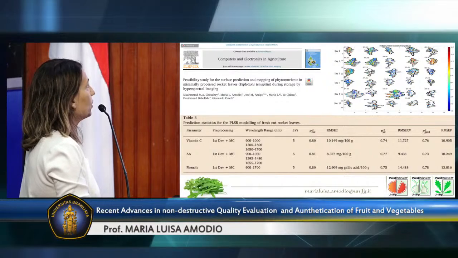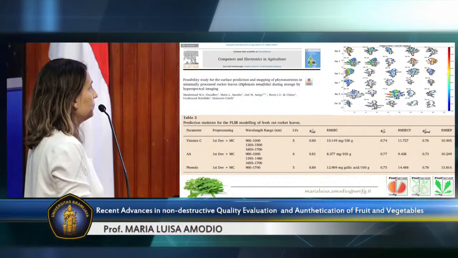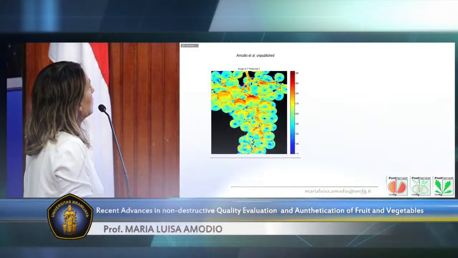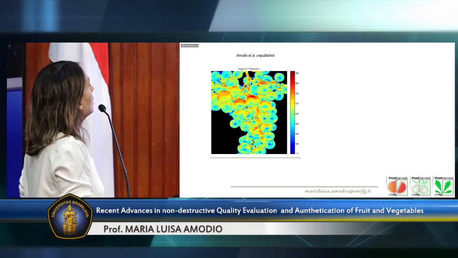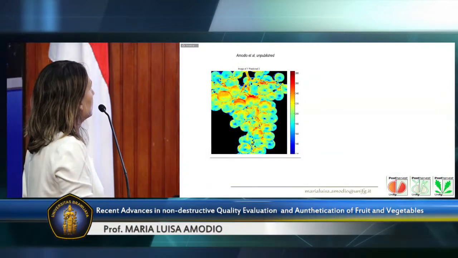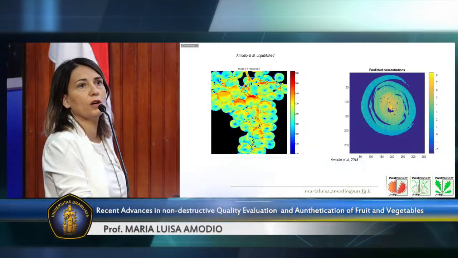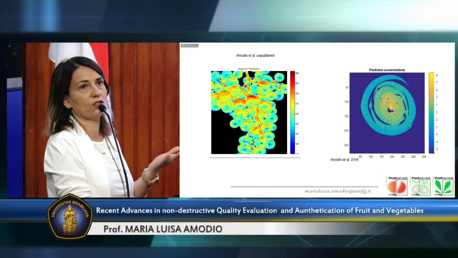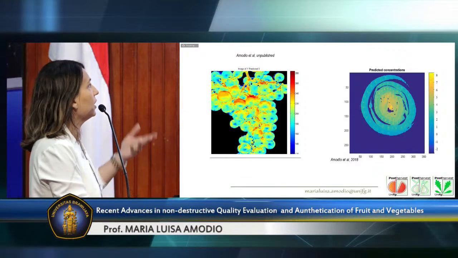This is an example on rocket leaves. Pixel by pixel, you can have the vitamin C content. This is grapes, phenolics on grapes. You can see different concentrations on the berries and on the rachis. This is the distribution of sugars within a slice of fresh cut fennel. I don't know if you are familiar with fennels. I will show you something later.